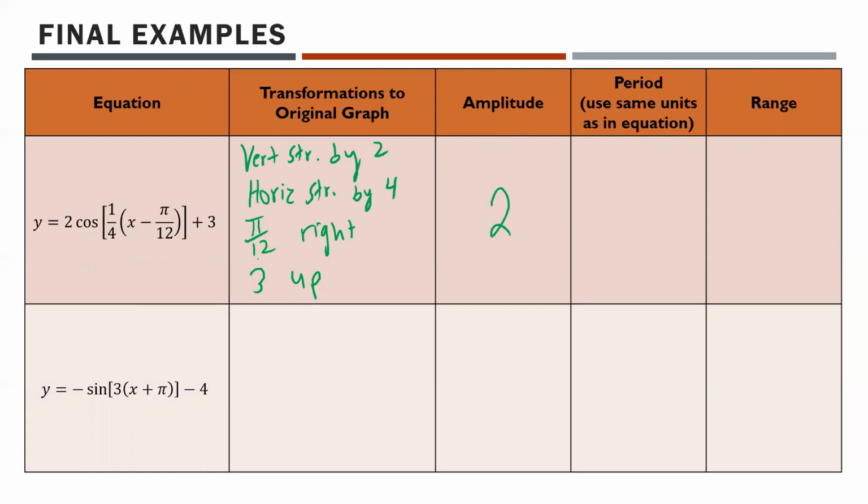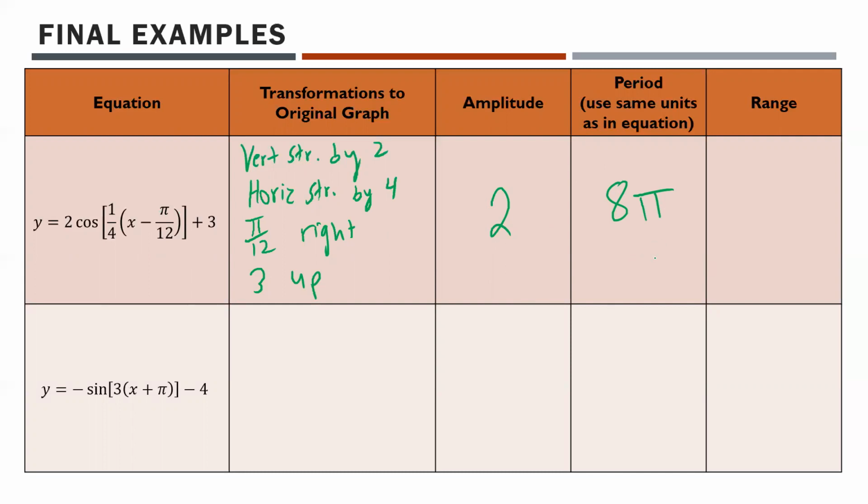Your period is going to be related to your B value, so 1/4, but really you can just take the reciprocal of your B value, which is your horizontal stretch, so 4 times that by the normal period. Normal period for something with radians is 2 pi, so really we're dealing with 8 pi. And then the range, of course, this is where I was going to try to say it with amplitude here, but this is where things are going to get a little weirder.